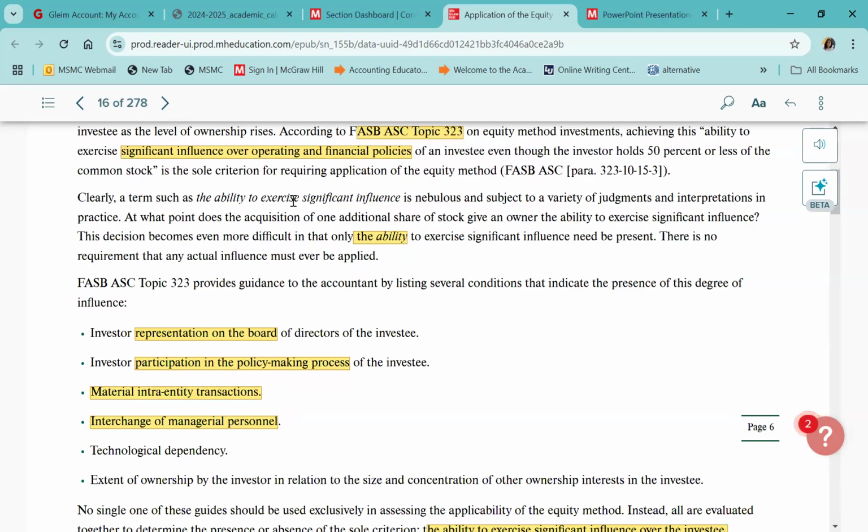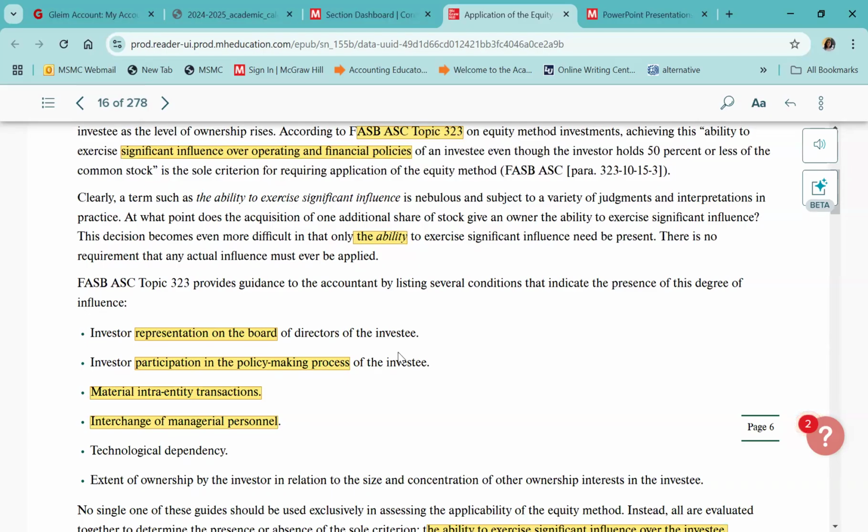A term such as the ability to exercise significant influence is nebulous and subject to a variety of judgments and interpretations in practice. At what point does the acquisition of one additional share of stock give an owner the ability to exercise significant influence? This decision becomes more difficult in that only the ability to exercise significant influence needs to be present to use the equity method.